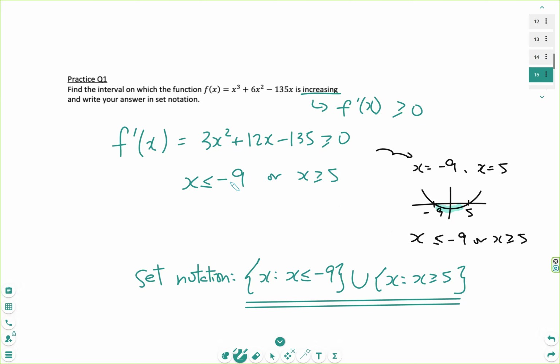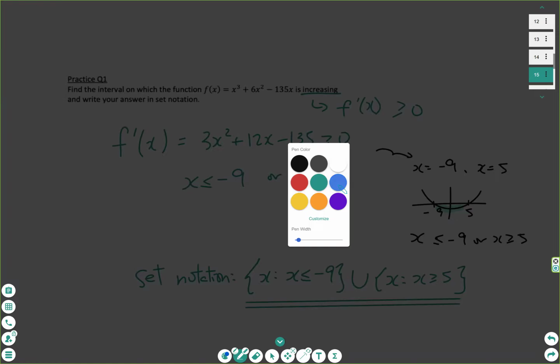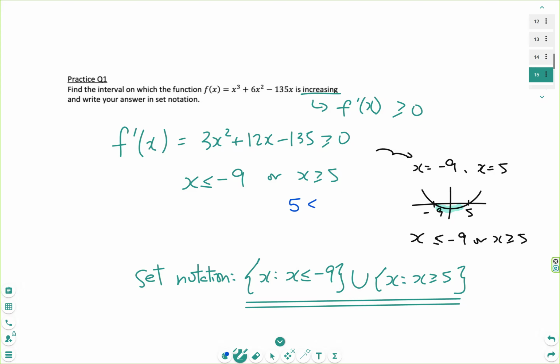Here are the answers for question 1. Increasing function means f dash x is greater than or equal to 0. So we differentiate it and make it greater than or equal to 0. Again, if you use a calculator, that shows you the answer straight away. Now, one thing about the calculator: it will show you 5 less than or equal to x.